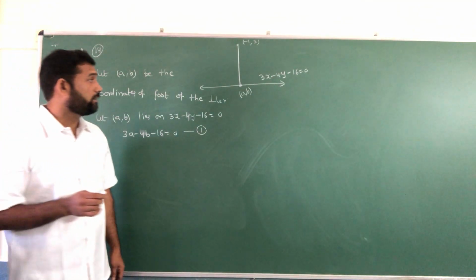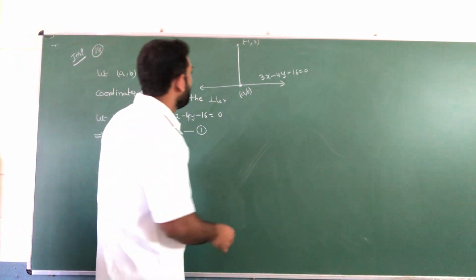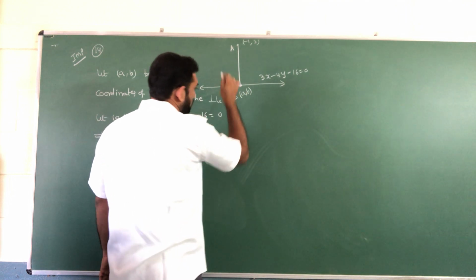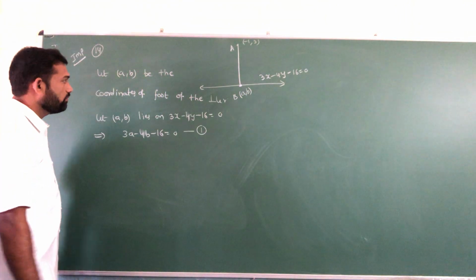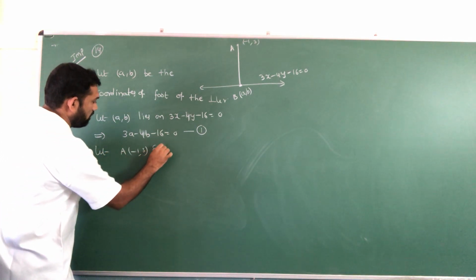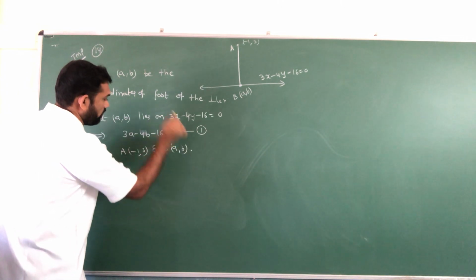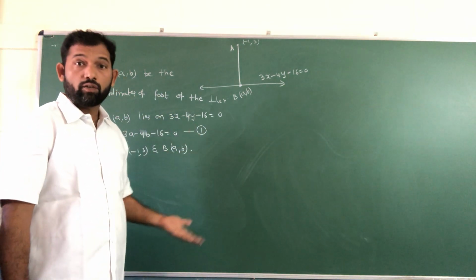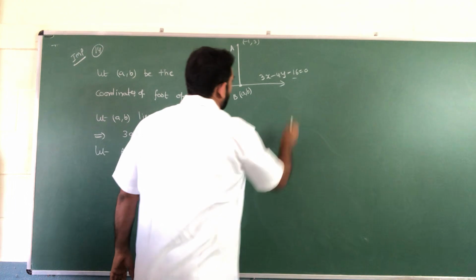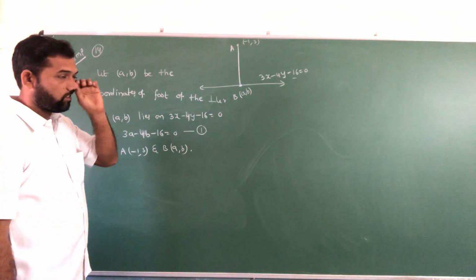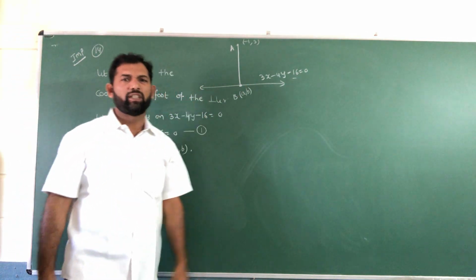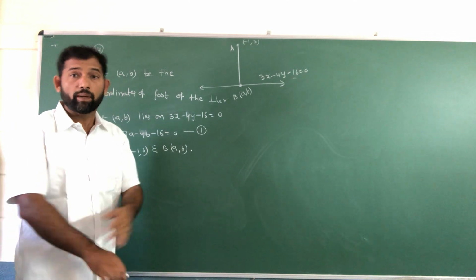After that, let this point be A and this point be B. Let A be (minus 1, 3) and B be (a, b), two points. These are two points present on the perpendicular line AB. This is the line, equation 1, the given line equation. Equation 1 and line AB are perpendicular to each other.